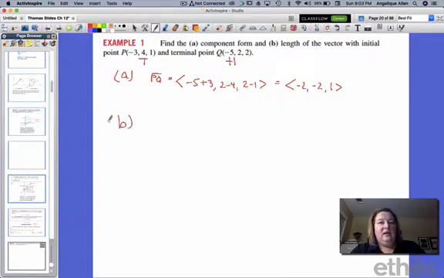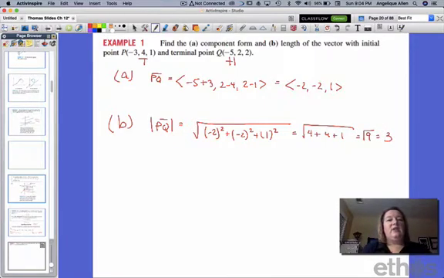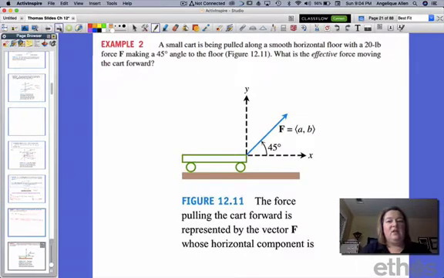And then the length of the vector, now that we have the component form, the length of PQ is going to be negative 2 squared plus negative 2 squared plus 1 squared, which is square root of 4 plus 4 plus 1, or the square root of 9, which is 3. So those are simple calculations. It's always nice to start off easy.